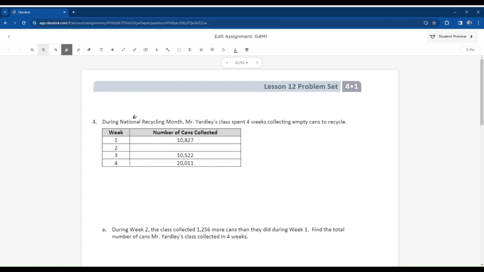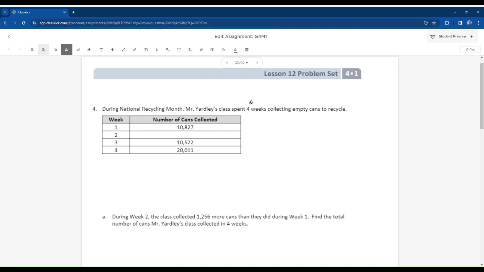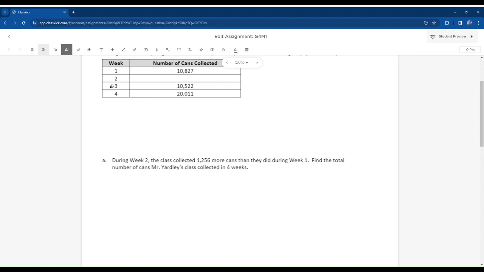Number 4 says, during National Recycling Month, Mr. Yardley's class spent 4 weeks collecting empty cans to recycle. And they give us this table here. So in week 1, they collected 10,827 cans. We don't know how many cans were collected in week 2. But in week 3, we have 10,522 cans. And week 4, we have 20,011 cans. Question A says, during week 2, the class collected 1,256 more cans than they did in week 1.